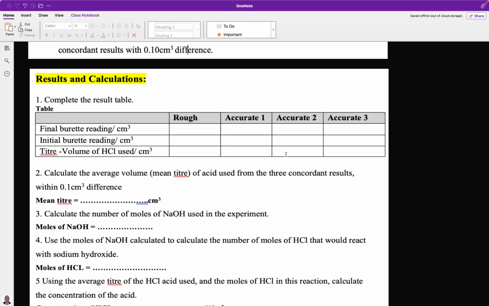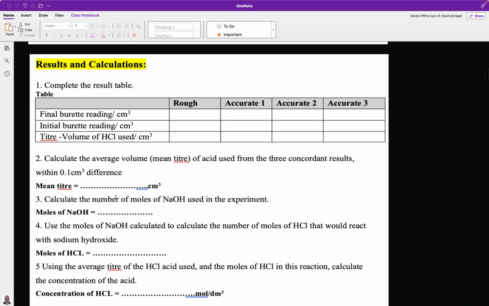Should in case only accurate 2 and accurate 3 were the concordant results, you will add the titre for accurate 2 and the titre for accurate 3 and divide by 2. By then you have your mean titre, and you record your mean titre. Now you've got your mean titre of the acid used.